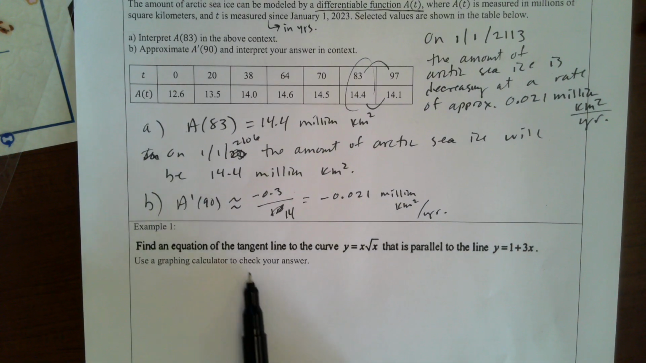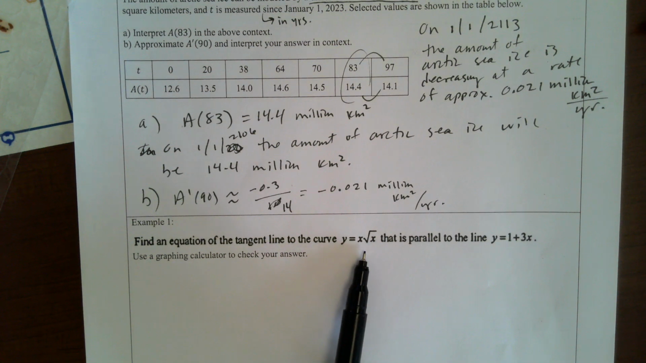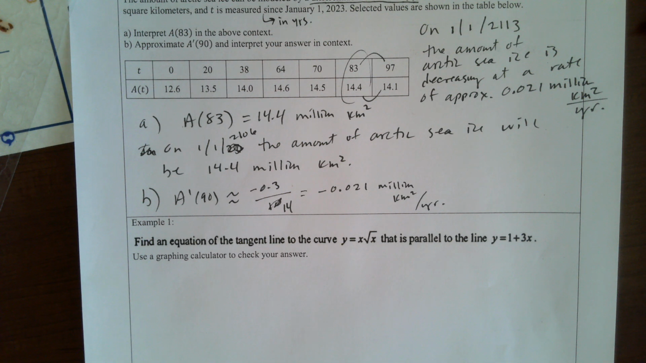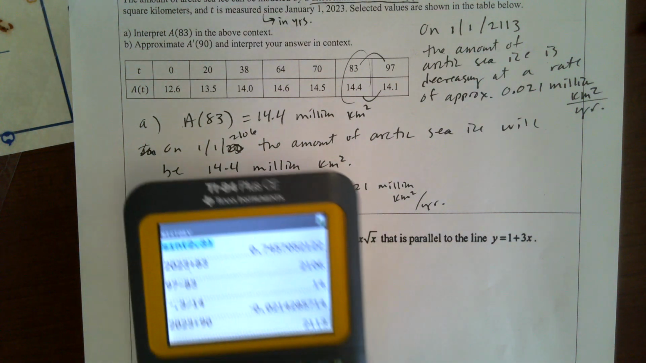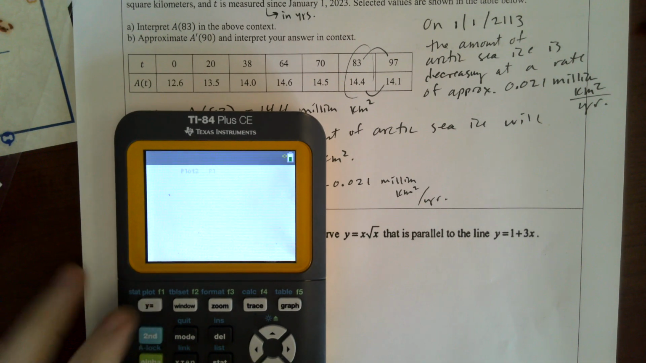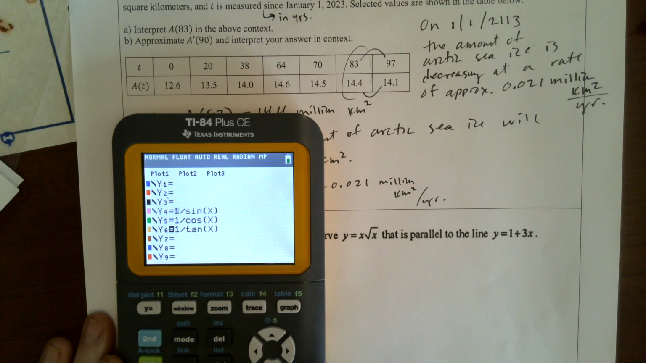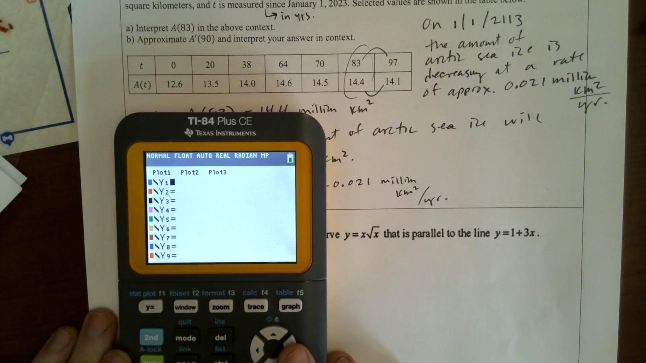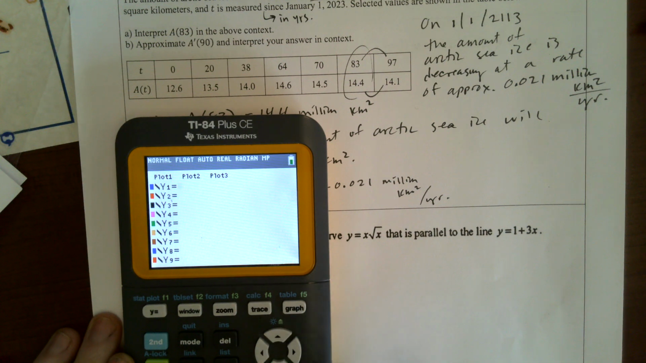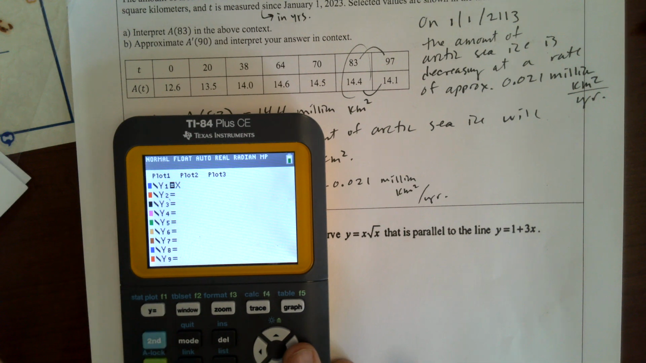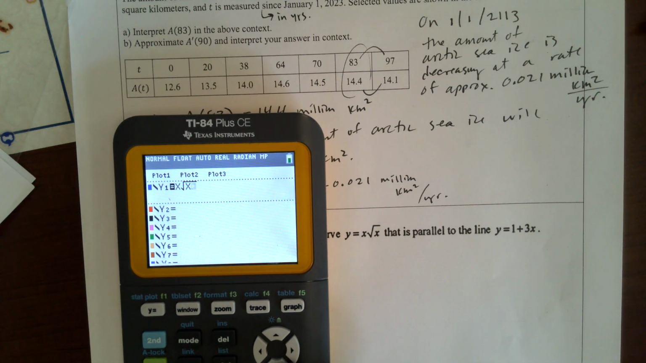Find an equation of the tangent line to the curve y equals x radical x that is parallel to the line y equals 1 plus 3x. So at this point, let's get out a graphing calculator and graph this situation. I go to y equals, and for a later problem, we need to be in radians. In AP Calc, you're always in radians. So here, x times the square root of x.